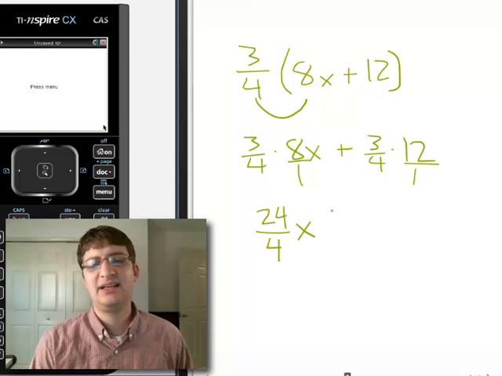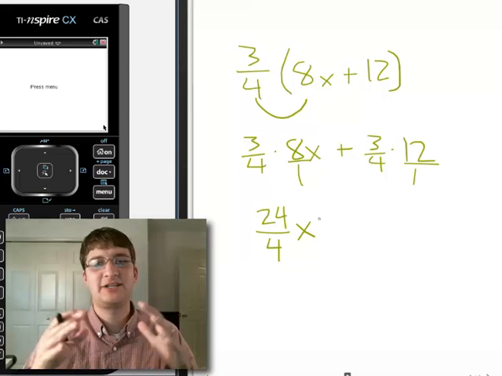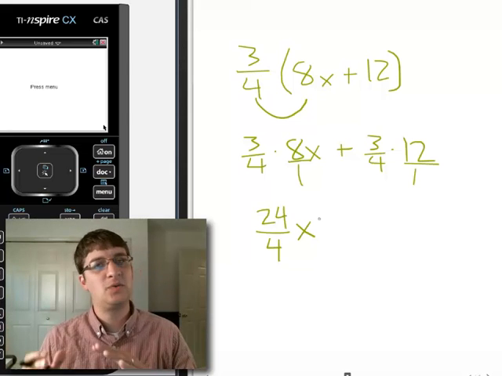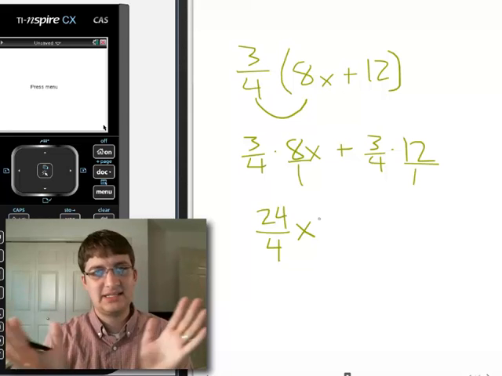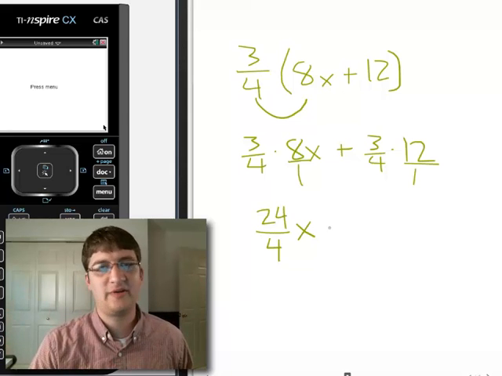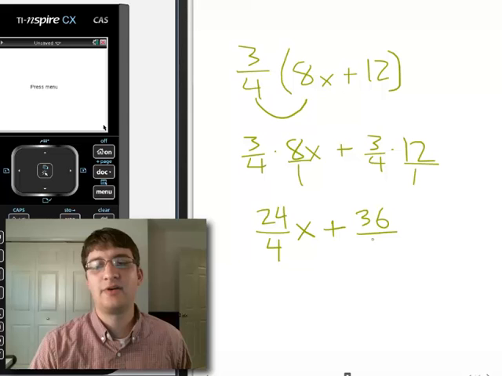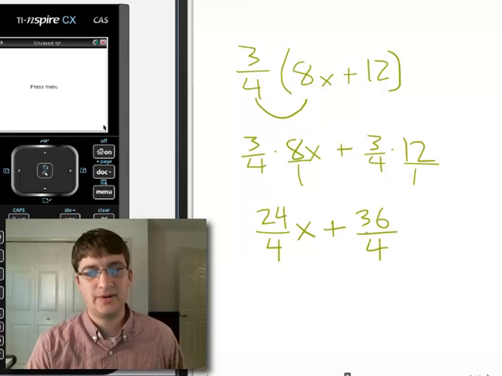The x, I like to just put it next to the fraction, because that fraction will multiply next to the x. You don't have to worry about putting it next to the 24 down below. You don't have to do anything more fancy than that. Plus, we got 3 times 12 here, which is 36, over 4 times 1, which is 4, all right?